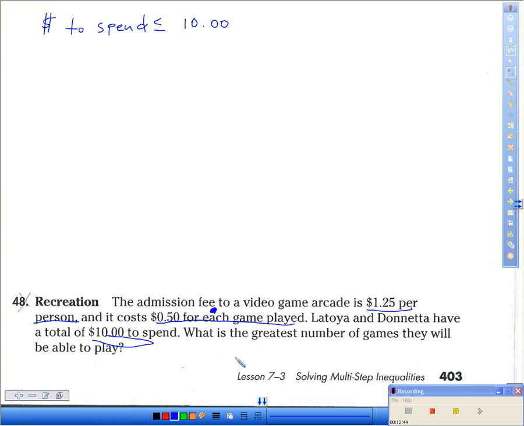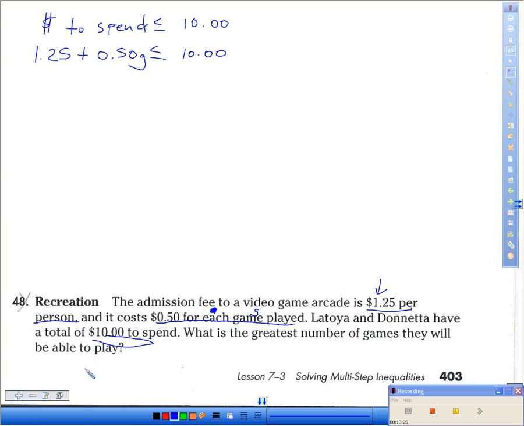This money that we're going to spend, we know that if we enter that arcade, we have to pay $1.25. So it's going to be made up of a $1.25 charge just to enter the arcade, the admission fee, and 50 cents per game. So when we hear the word each game or per game, again, that means 50 cents times the number of games played. So I'll use G to represent games played. So plus, because we're paying the $1.25 and we're paying 50 cents times the number of games we played, and we know that we need for that to be less than or equal to $10.